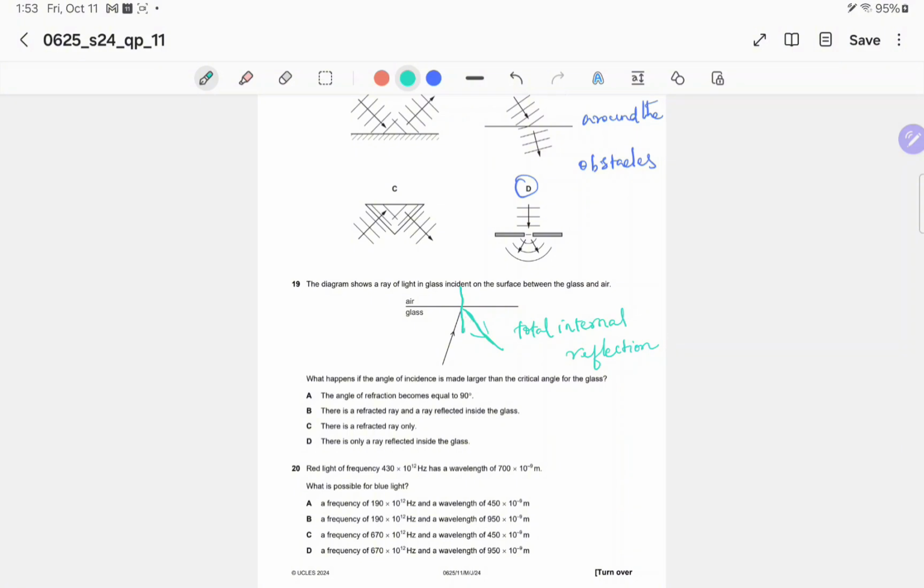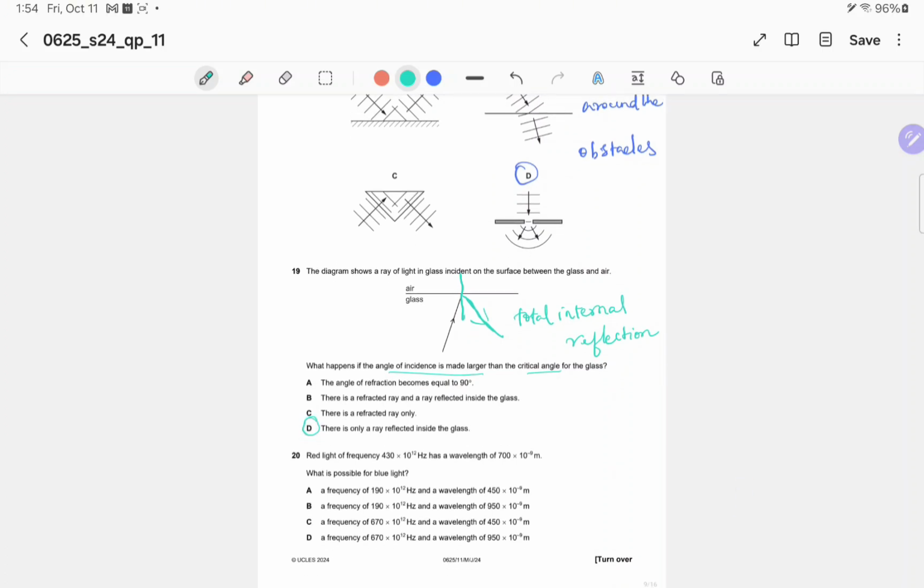The angle of incidence is more than the critical angle. So this is the condition: the angle of incidence is made larger than the critical angle. So it is reflected back into the surface itself, the same medium. So what is the answer for this question? There is only a reflected ray inside the glass. This will be the answer.